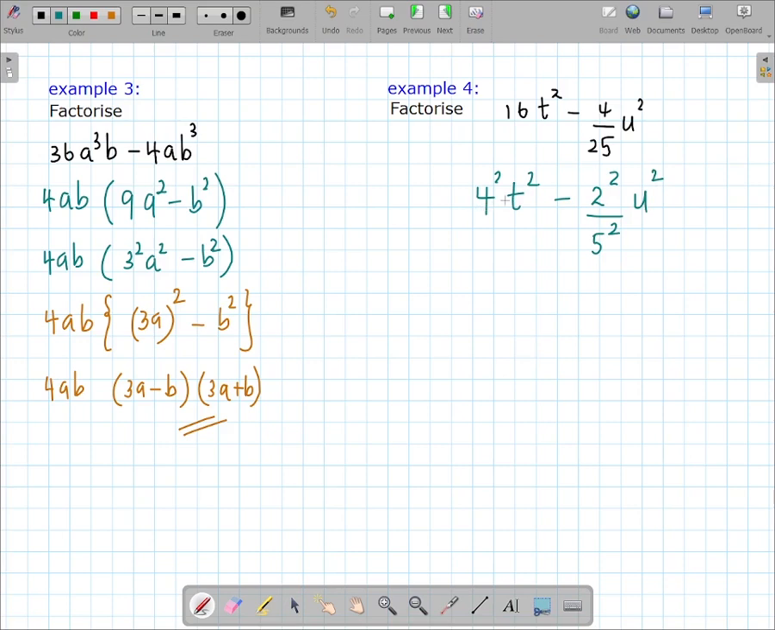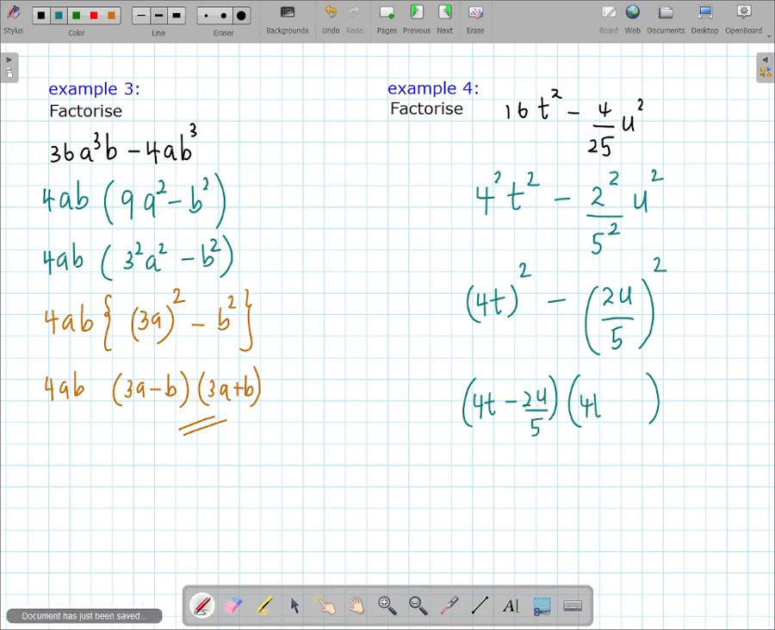Then this can be written as (4t) to the power 2, minus this can be written as (2u over 5) whole thing to the power 2. Now we have a difference of two squares. So you can write it as two brackets. That is (4t minus 2u over 5)(4t plus 2u over 5).